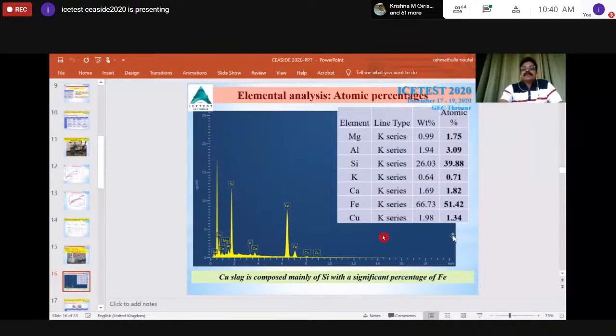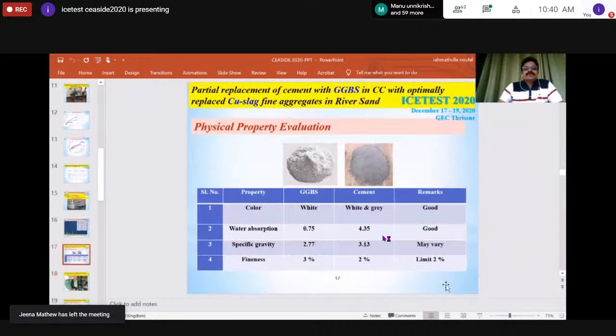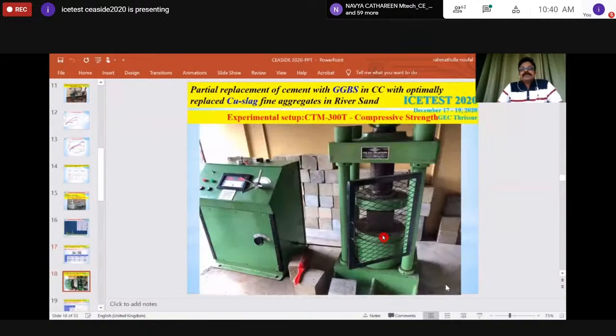From this table, you can see that the Fe content, the iron, is 51.42%. And the second one is the silica, that is 39.88. So from this, it clearly says that it is mainly composed of silica and a significant percentage of Fe. And these are some comparative properties of the cement and GGBS regarding water absorption, specific gravity, etc. And after that, what I did is the M25 and M30 mix designs are done, and a particular mix ratio is calculated.